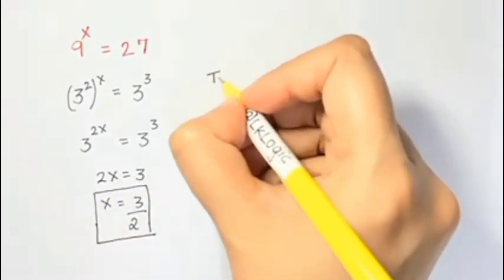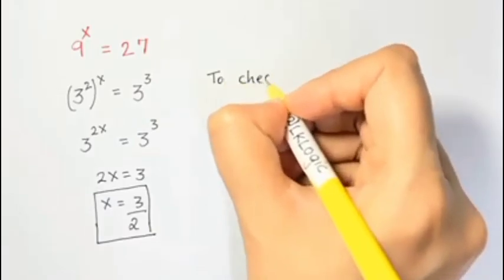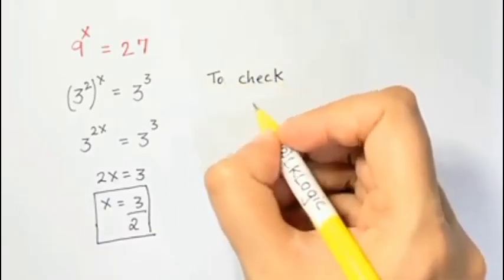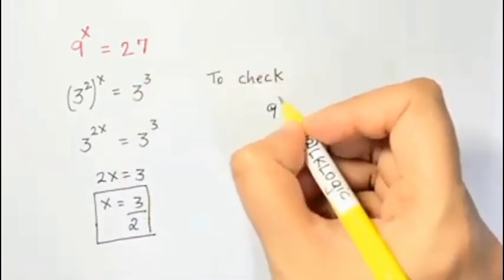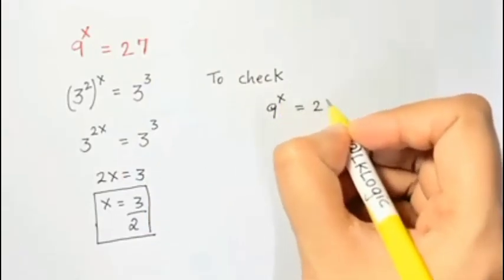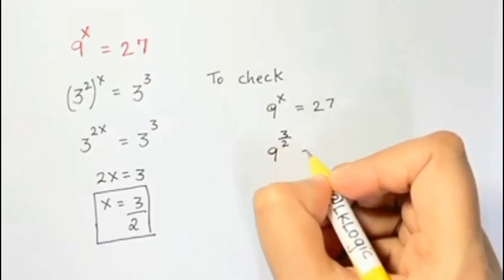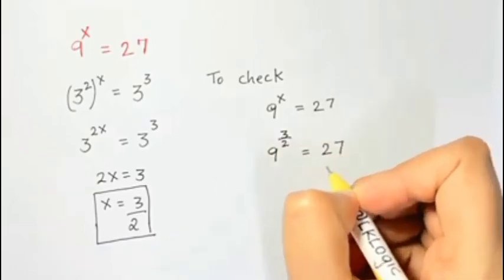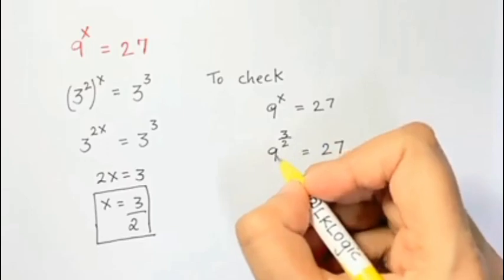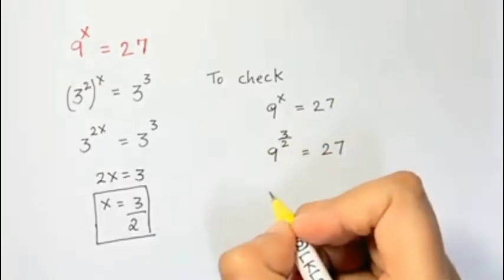Now if we want to check, let's check if that is right or not. Let's put it back in our equation, which is 9 to the power of x is equal to 27. So here we have 9 to the power of 3 over 2 is equal to 27. Now how can you find 3 over 2 as a power for this one? Just break it down again.